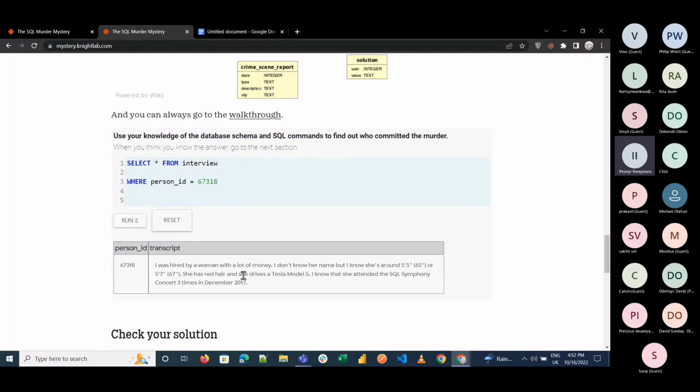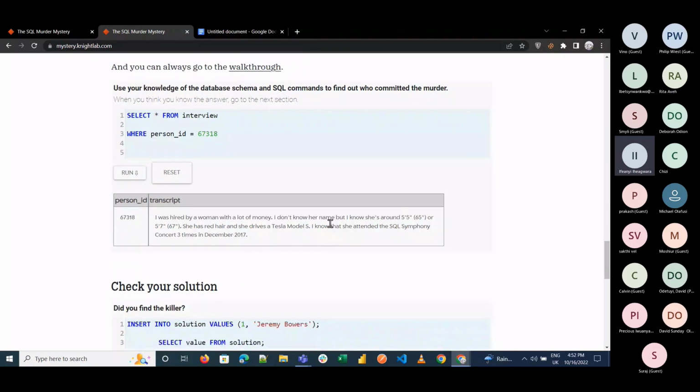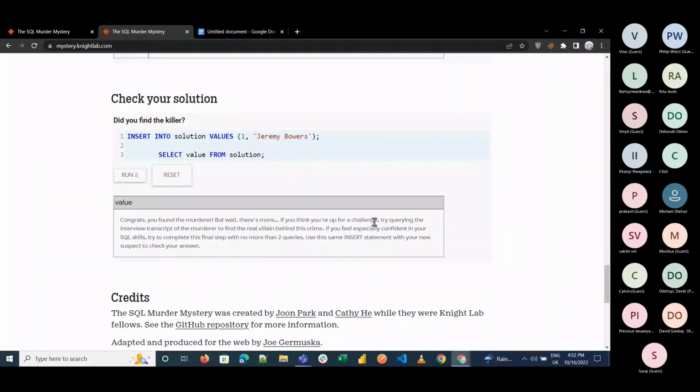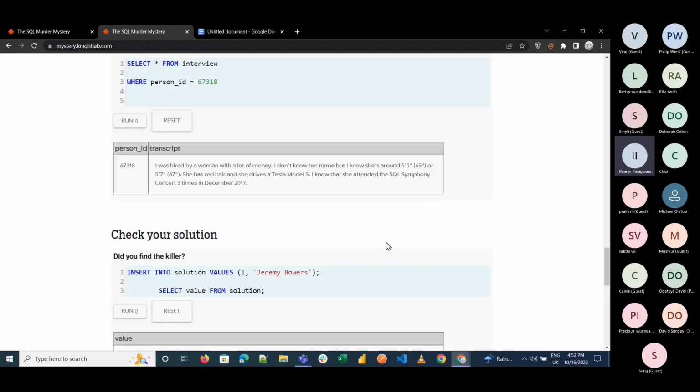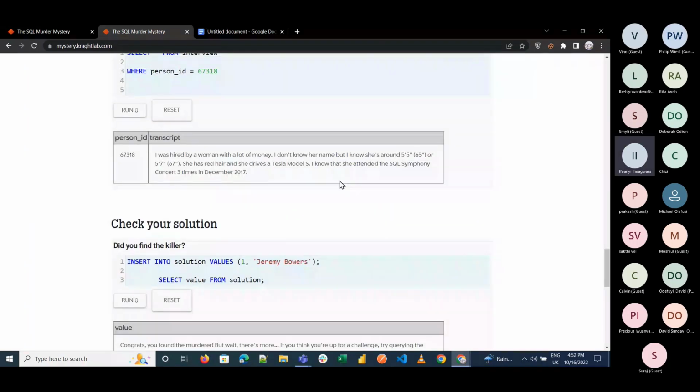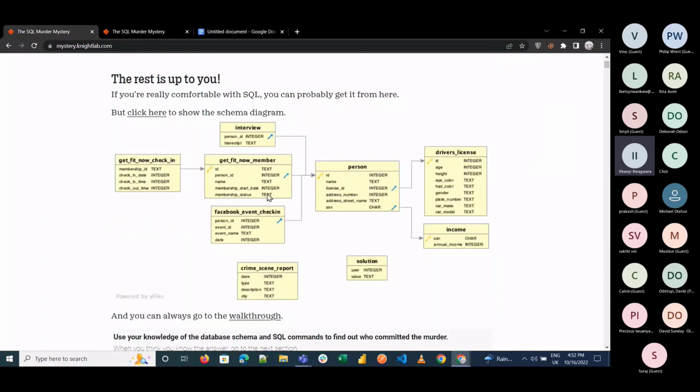Okay, so I was hired by a woman with a lot of money. I don't know her name, but I know she's around 5'5" or 5'7". She has red hair and she drives a Tesla Model S. I know she attended the SQL Symphony Concert 3 times in December. Use the same insert statement with your new suspect to check out the answer.